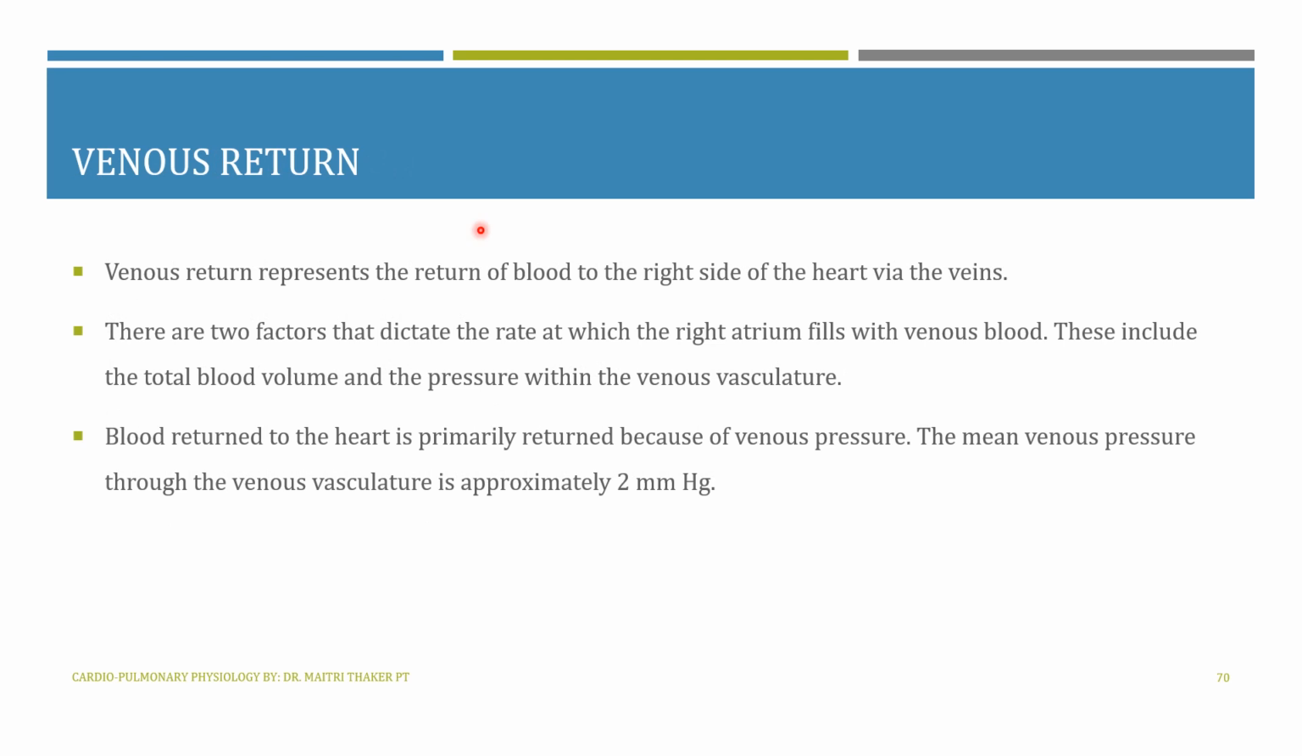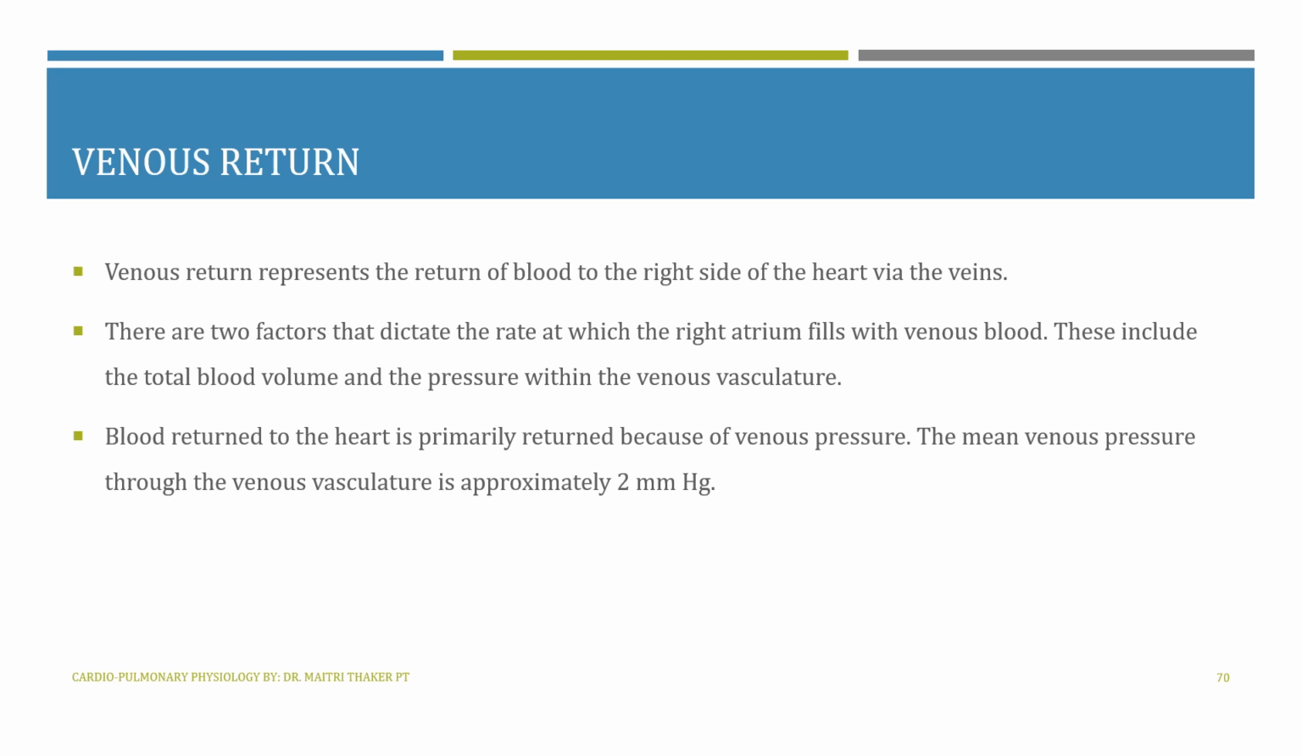Now, what is venous return? It represents the return of blood to the right side of the heart via all these veins. There are two factors that dictate the rate at which the right atrium fills with venous blood: total blood volume and the pressure within the venous vasculature. Blood return to the heart is primarily driven by the venous pressure.